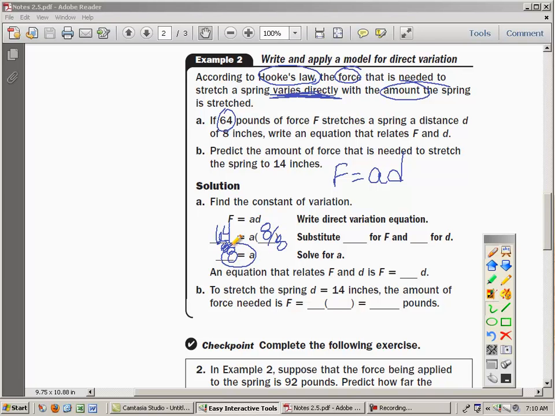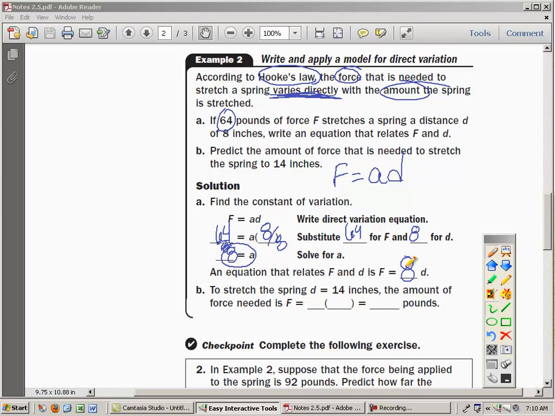And so for this particular spring, the constant of variation is 8. Don't worry about the actual units for that. It should be pounds per inch, but that's not a big deal. We won't worry about the units right now. So we're going to substitute 64 for F and 8 for D. And again, by dividing both sides by 8, you get 8, because 8 times 8 is 64. So the equation that relates F and D is F equals 8D.